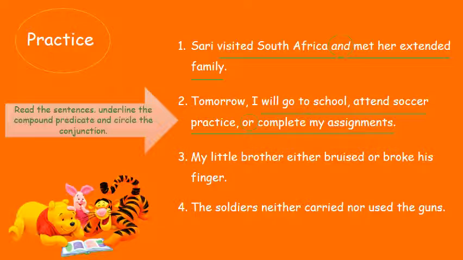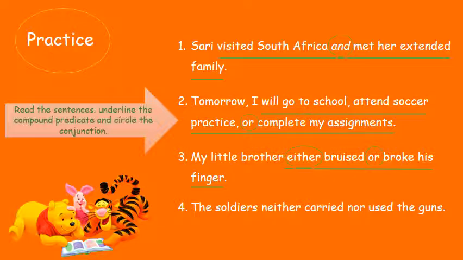Three. My little brother either bruised or broke his finger. Where's the compound predicate here? The compound predicate is either bruised or broke his finger. And pay attention here. If you notice that we have either and or, the correlative conjunction, we use either and or together. So I have to circle either and or. Okay, I circle both of them.